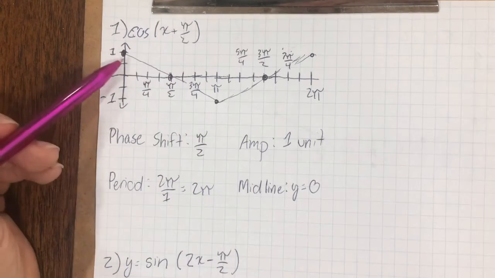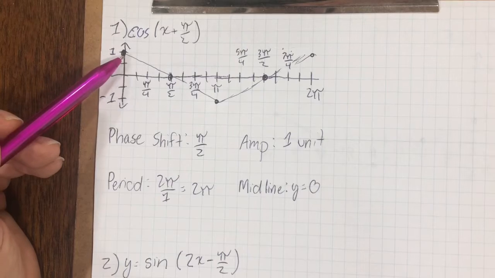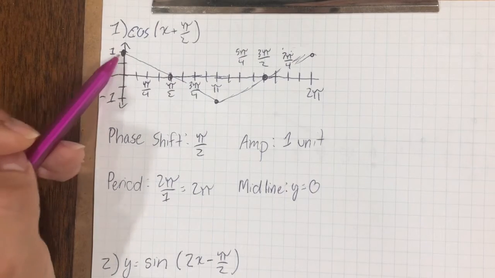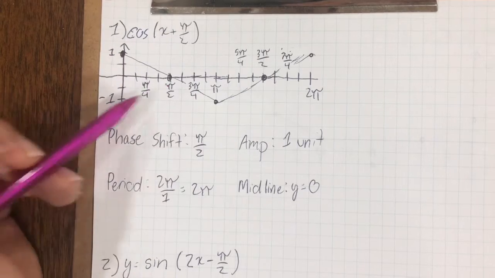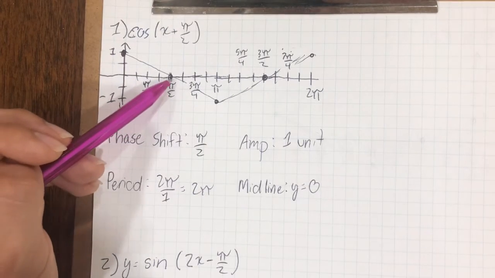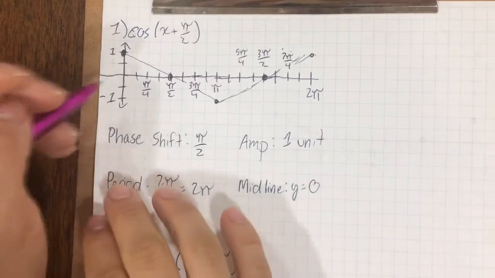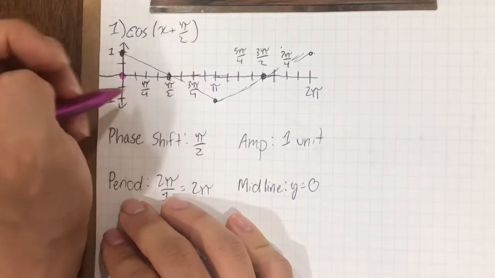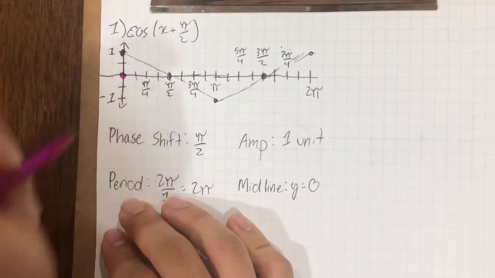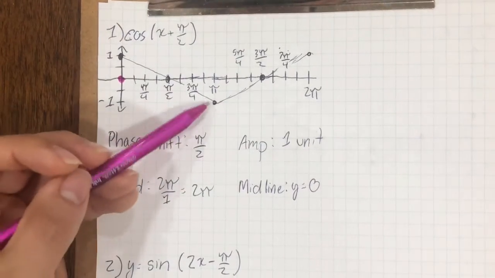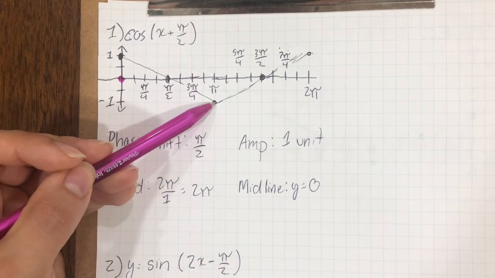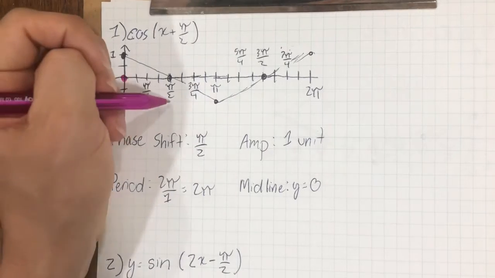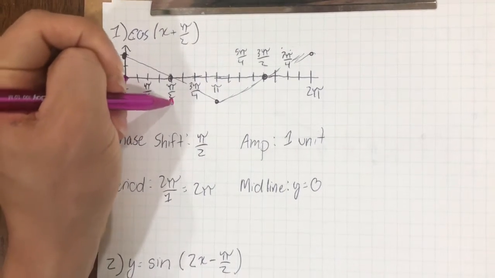So let's start with this point. If I were to move this point pi over 2 to the left, it's going to go out of the graph. So I'm not going to start with this point, but I'm going to start with this one. So I have pi over 2, and if I move it pi over 2 to the left, I'm going to end up at 0, 0. All right. And then I have this point, which is pi, negative 1. So I move it pi over 2 to the left. I'm at pi over 2, negative 1.